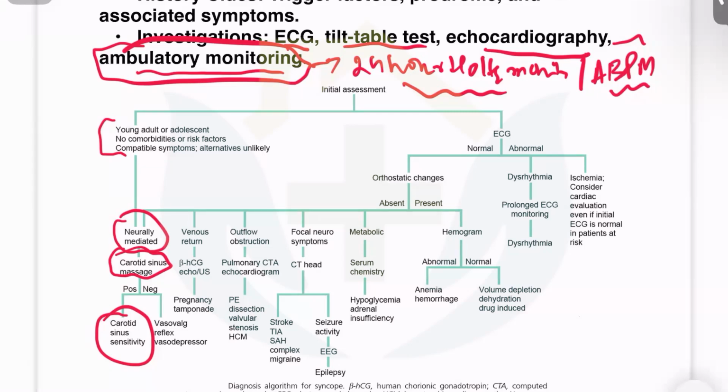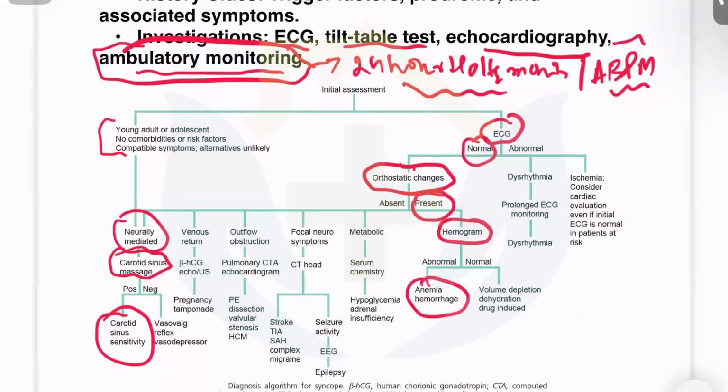Then comes the other factors where you do an ECG, and if the ECG is normal, orthostatic assessment is important. So we do orthostatic testing. If the orthostatic changes are present, we do a hemogram to see if there is anemia, because sometimes patients present with syncope every time they have a GI blood loss.